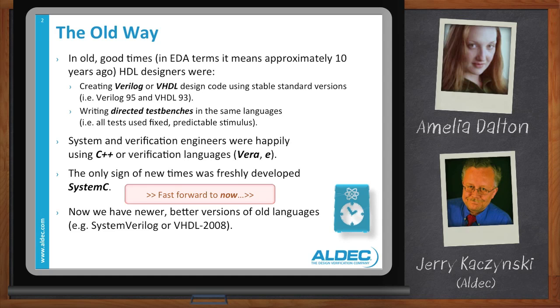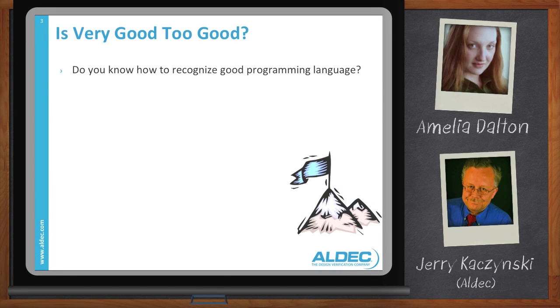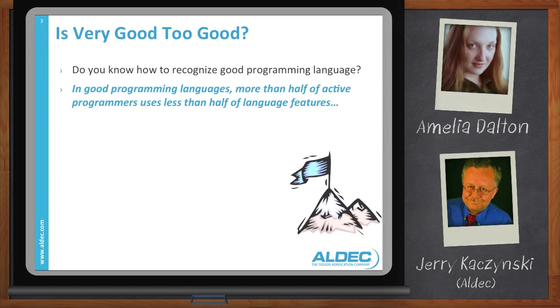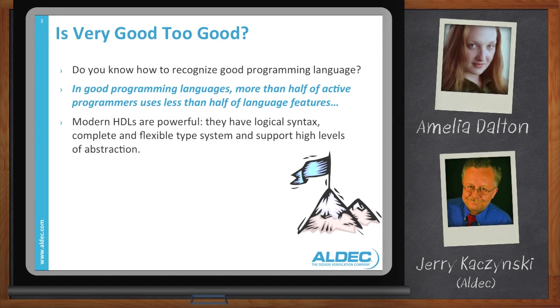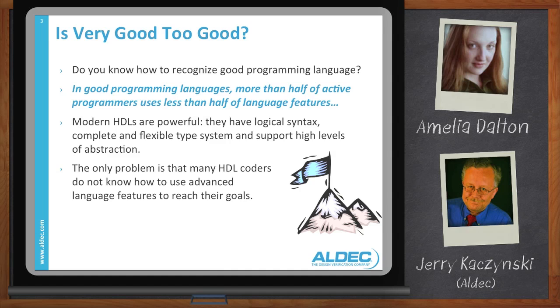That's a very good question, and let me answer with another question. Do you know how to recognize a good programming language? The answer is that in good programming languages, more than half of active programmers use less than half of the language features. And definitely modern HDLs are powerful. They have logical syntax, a complete and flexible type system, and they support high levels of abstraction. The only problem is that many HDL coders do not know how to use those advanced language features to reach their goals. And we do have a couple of examples here.